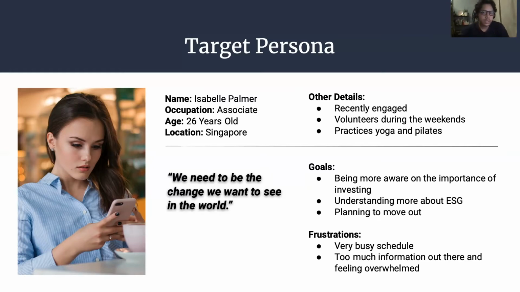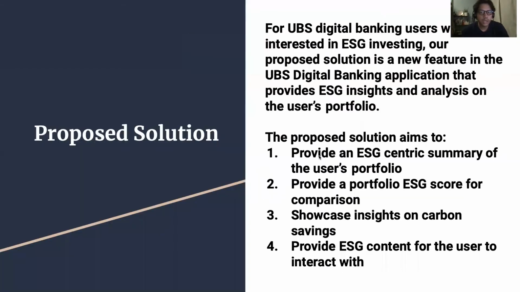So, with these personas in mind, we look to create a solution to cater to their needs and goals. A one liner on our solution would be: for UBS digital banking users who are interested in ESG investing. Our proposed solution is a new feature in the UBS digital banking application that provides ESG insights and analysis on the user's portfolio. It aims to provide an ESG centric summary of the user's portfolio and ESG score for comparison. It will also be able to showcase insights on carbon savings as well as pushing content around ESG investments to the users.